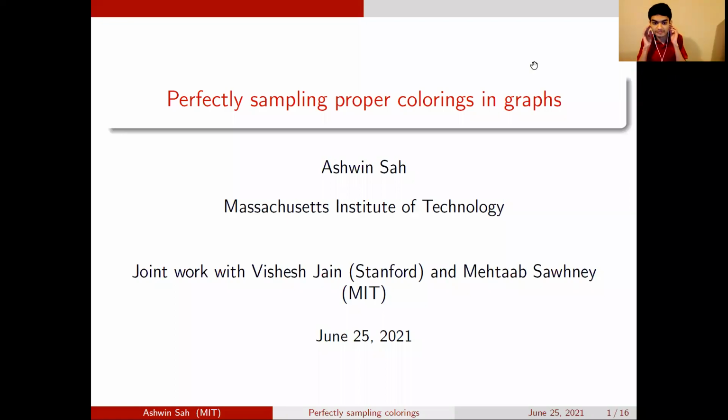I'd like to talk about perfectly sampling colorings, proper colorings in graphs. First, I'd like to mention that this work is joint with Vishesh Jain at Stanford and Mitab Zani at MIT.